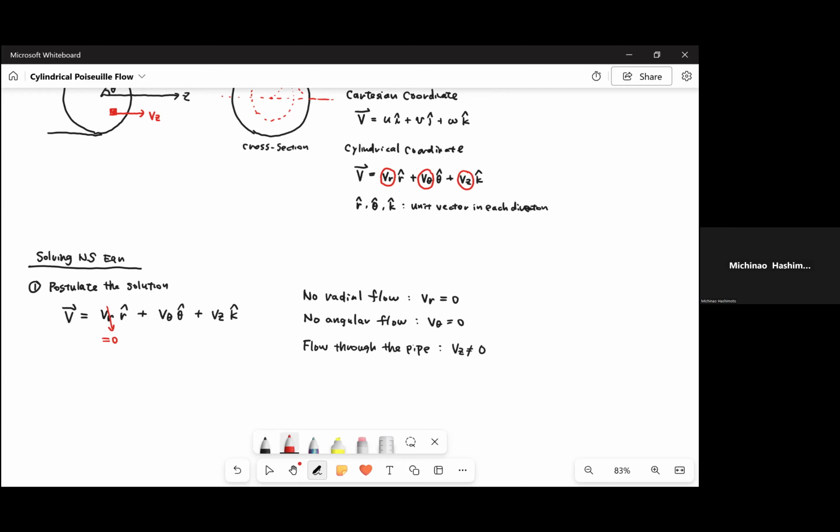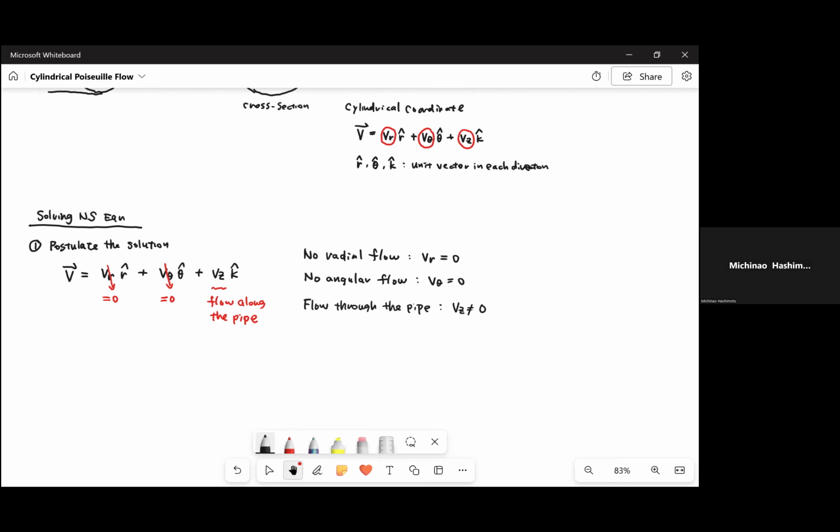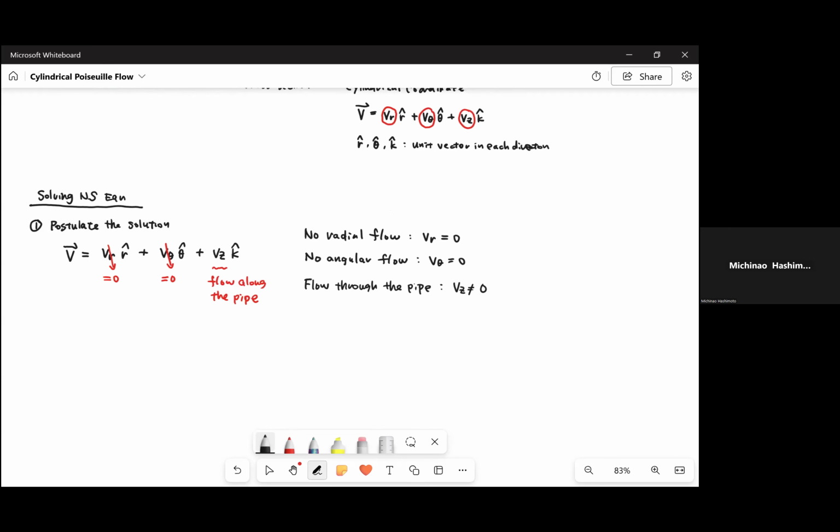V_theta is zero, no angular flow. And then this is the flow along the pipe. So that makes sense, and this really helps us simplify. Just like in the other cases, the Cartesian coordinate cases, the flow can be reduced into just a single direction, which is V_z k hat. So this is great.